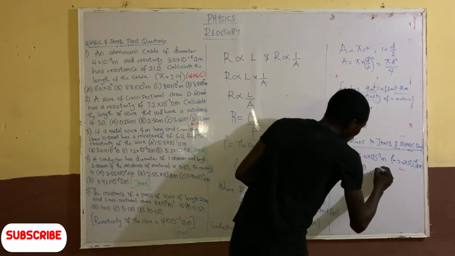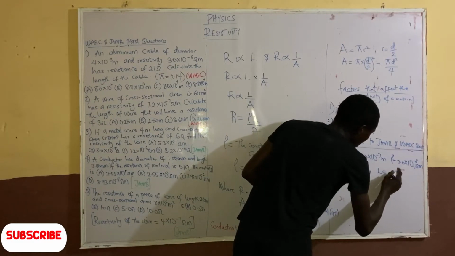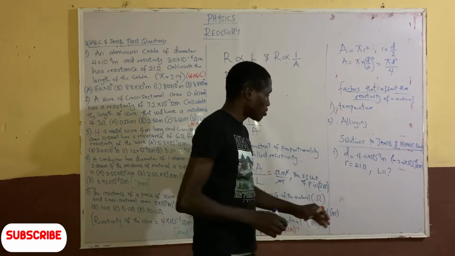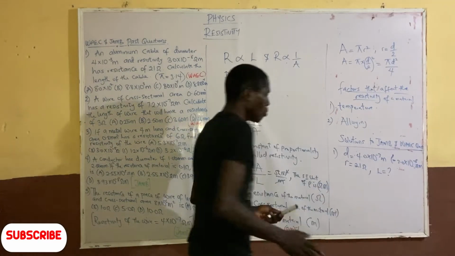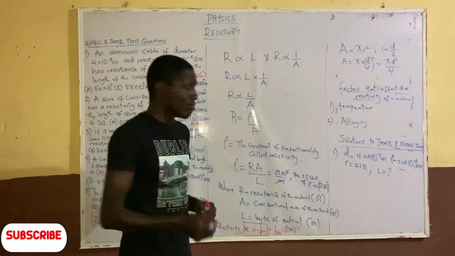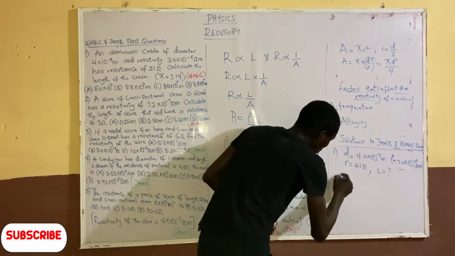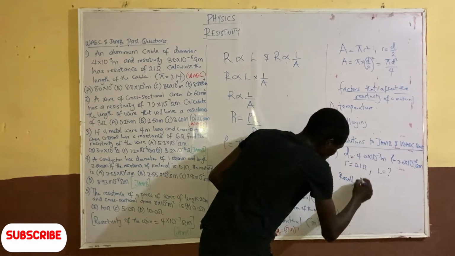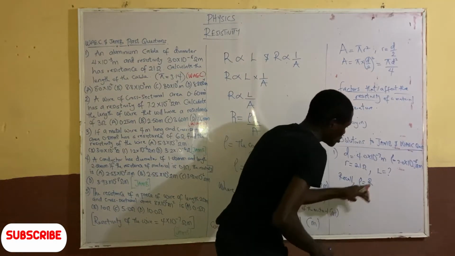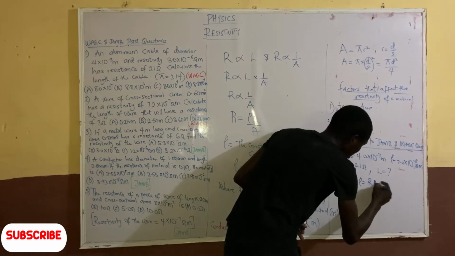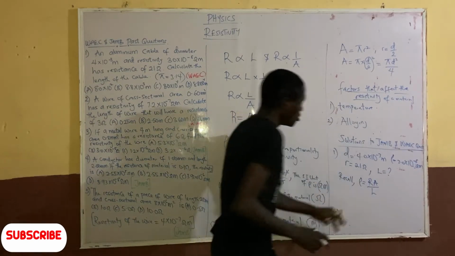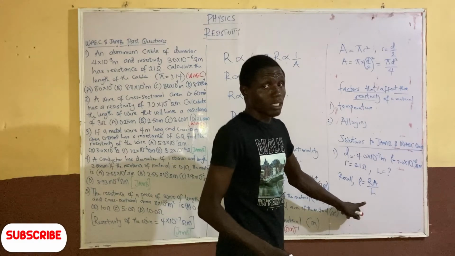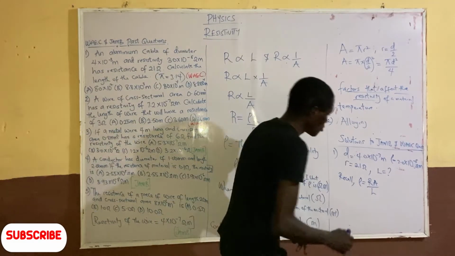Now look at this. We are asked to calculate the length of the wire. You know that, recall that resistivity is equal to resistance multiplied by cross-sectional area of the material all over L. So from here you can easily make L subject of the formula.